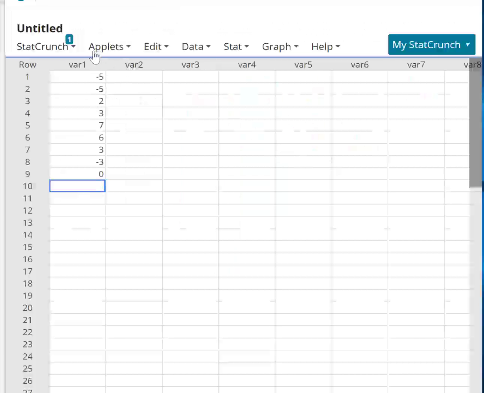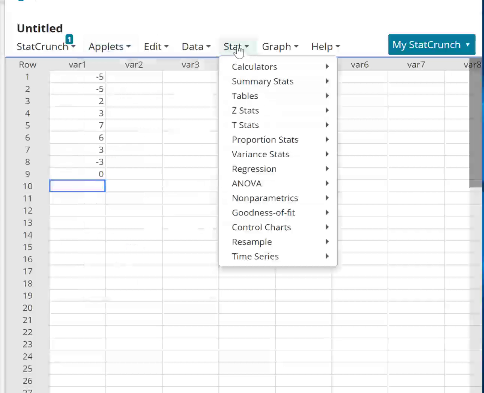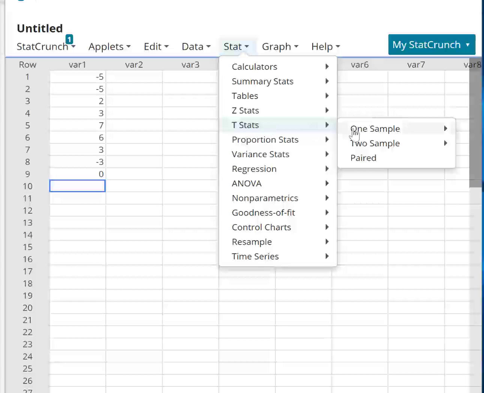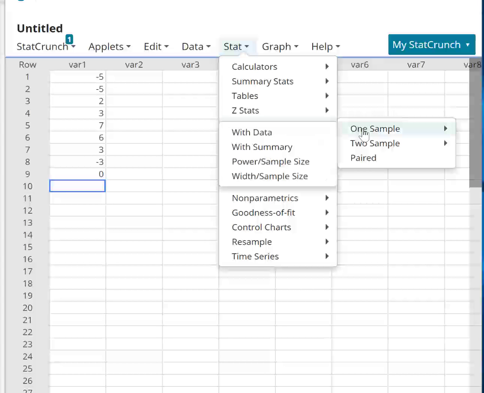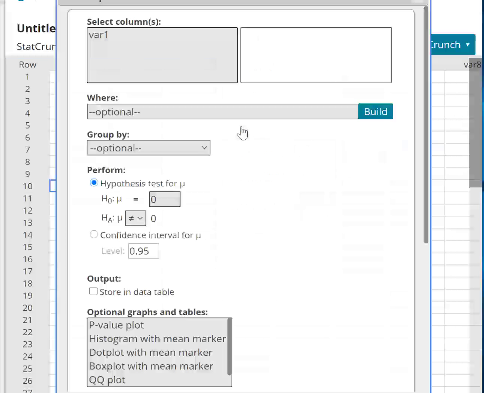Okay, I put the data in one of the variables, var1, and now you go to Stat. It's a t-test. So you go to T Stats, One Sample. Although there were two samples, when you do the difference, it becomes one sample with data. I have data, not a summary, here. And that's my data, variable 1. We're testing mu of D equals 0 and not equal to 0. So it's already there for us. That's all you have to do.